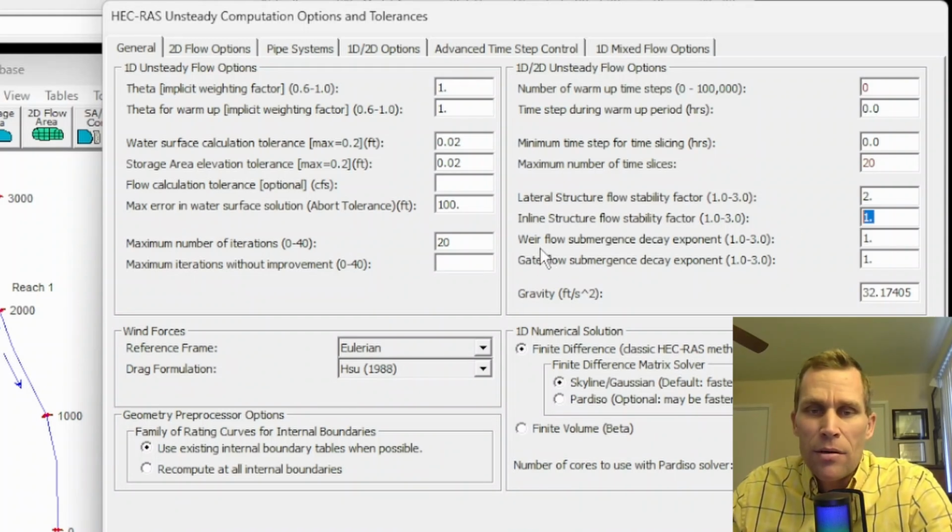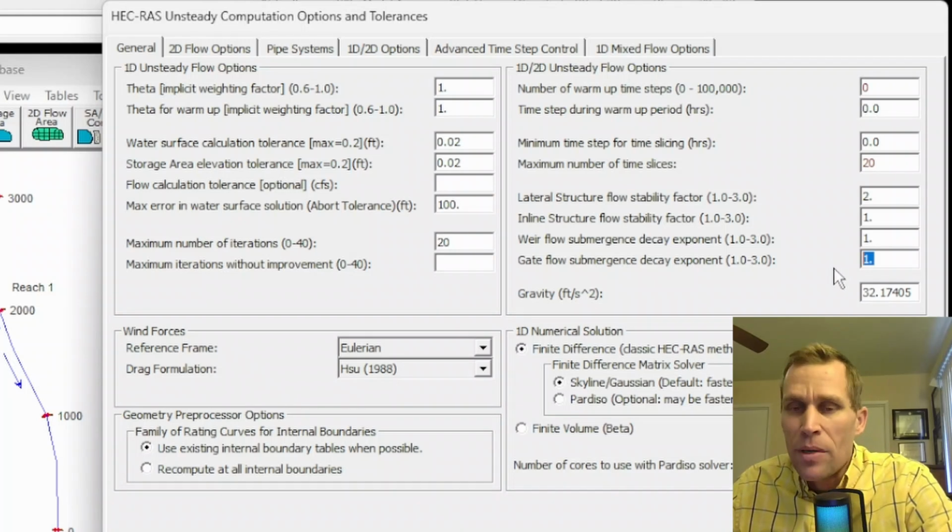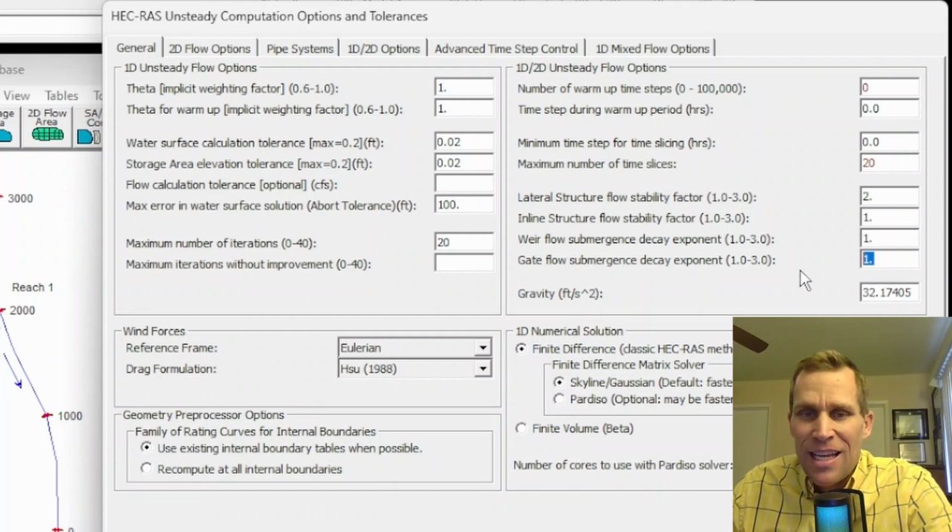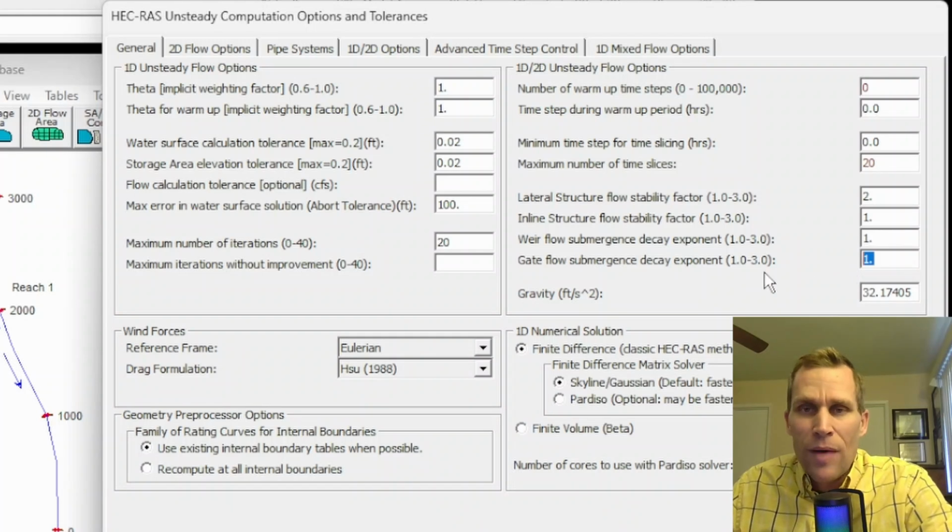All right, the next two down here are the weir flow submergence factor, or you can call it a decay exponent. These both start at 1, which is the most accurate but least stable. So if you're getting instability in a situation where you have a weir or a gate that is submerged, go ahead and increase these values to as high as 3. And if 3 is stable, you may want to consider running another simulation with a smaller value to improve accuracy.